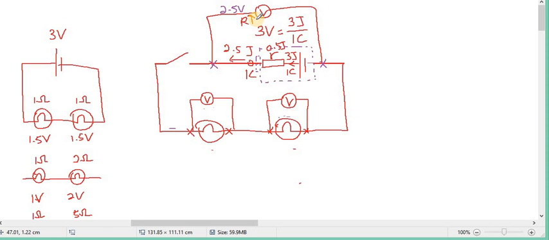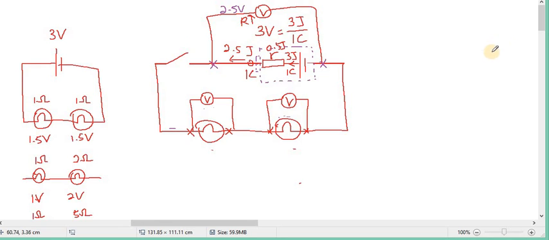Understand? So that means if that is the case where the internal resistance is small, and the resistance of the voltmeter is very big, then the reading of the voltmeter will show the electromotive force.